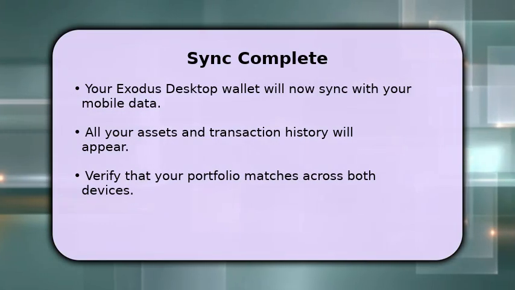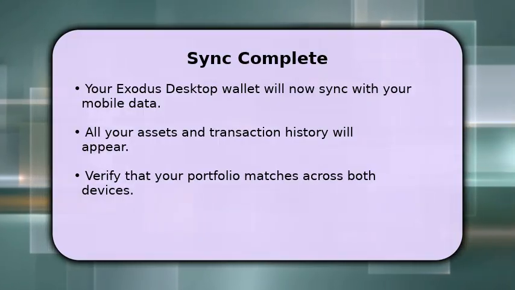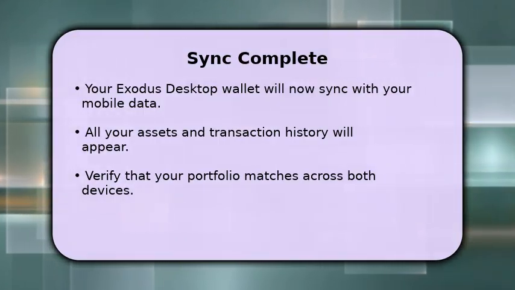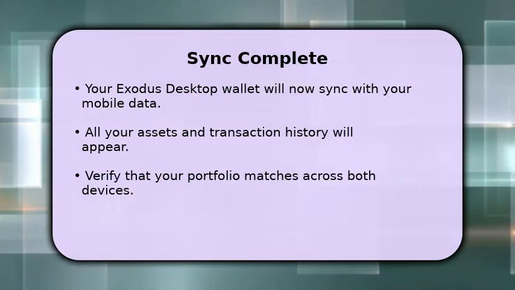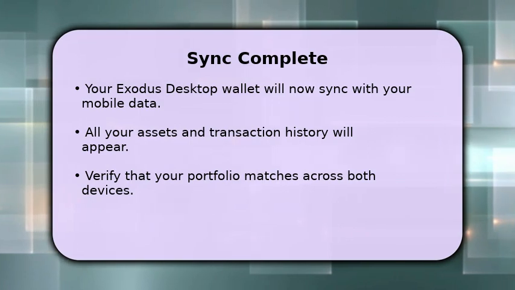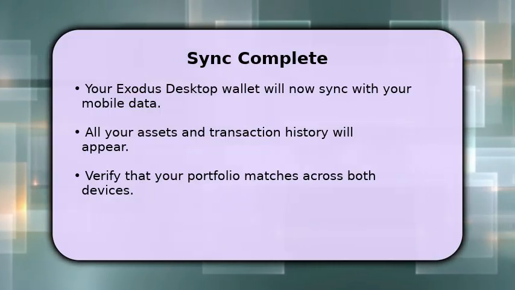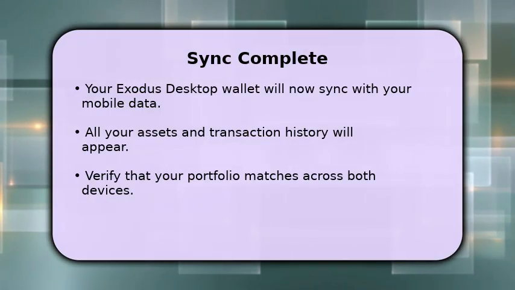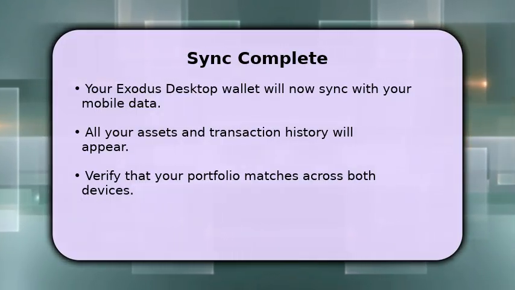After entering your recovery phrase, your Exodus desktop wallet will begin the synchronization process. This may take a few moments as it fetches all your assets and transaction history. Once complete, you'll see your full portfolio mirrored on your desktop. Take a moment to verify that everything matches your mobile wallet. Congratulations, your Exodus wallets are now linked, offering you flexible management of your digital assets.